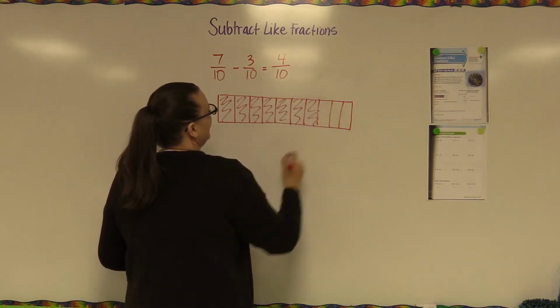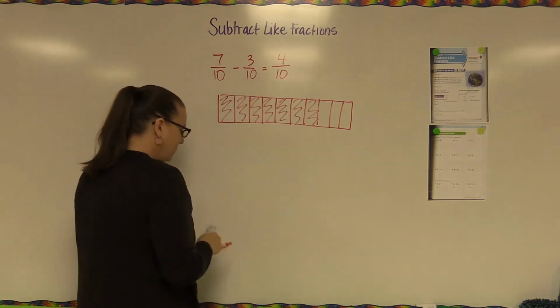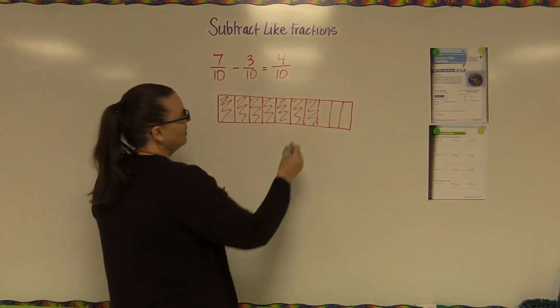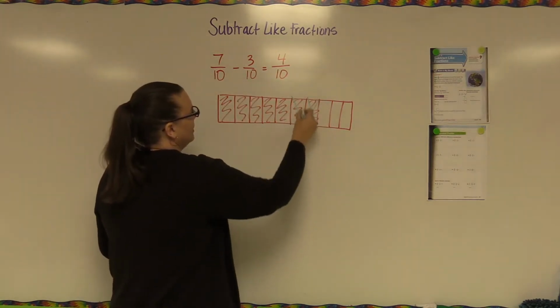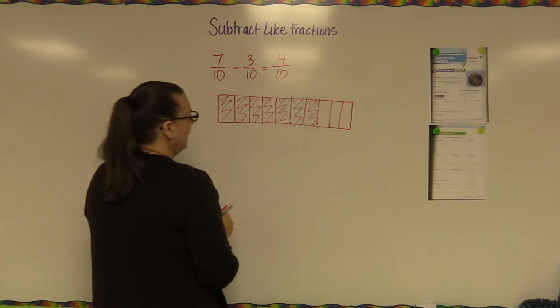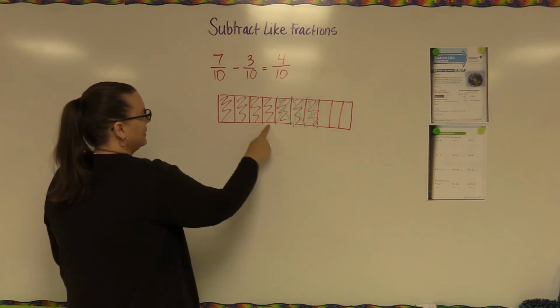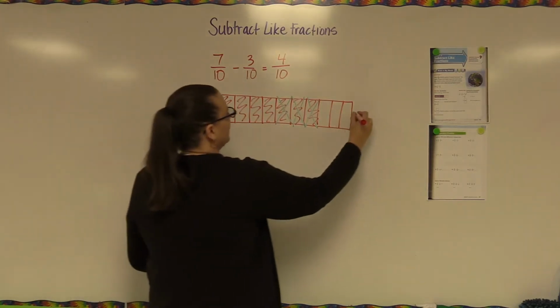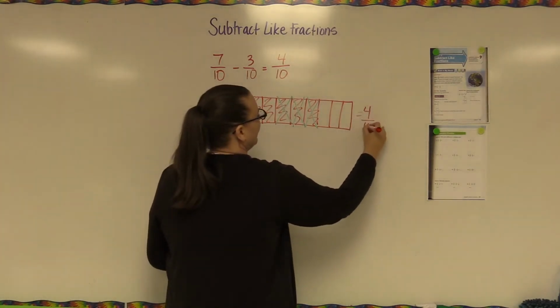6, 7. They want us to take 3 of them away. The way that we show that is by crossing them out. 1, 2, 3. So how many are we left with that are not crossed out? That would be a total of 4/10.